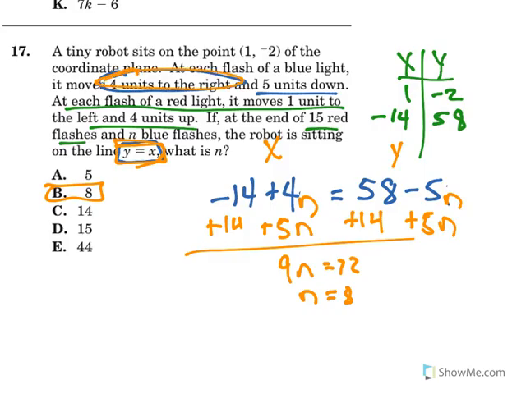If I go 4 units to the right 8 times, I'm going to go 32 units to the right. So my new x coordinate is going to be 18. And if I go 5 units down 8 times, 5 times 8 is 40. And if I go 40 down, that's going to give me 18. And look at that, it checks out very nicely.